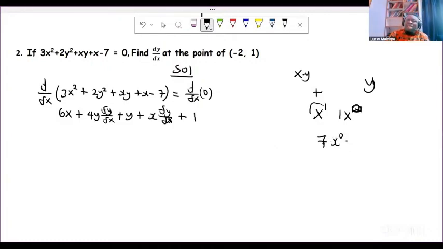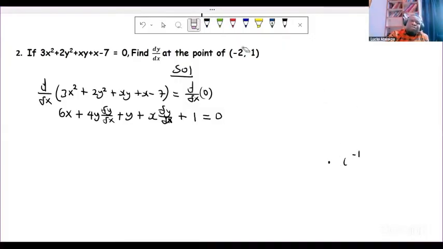So it means that if you do 0 times everything here, so 0 times 7x to the power of 0 minus 1, 0 multiplied by everything, I've rendered it to be 0. So this is minus 0. Similarly, if I differentiate this 0 here, I'll still get 0. So this is what I'm going to do.